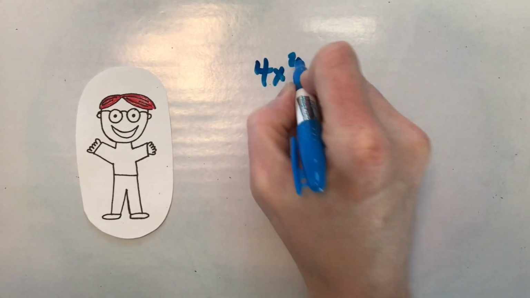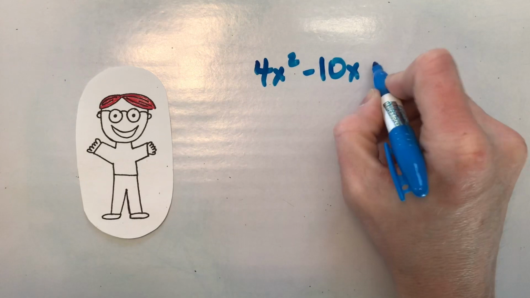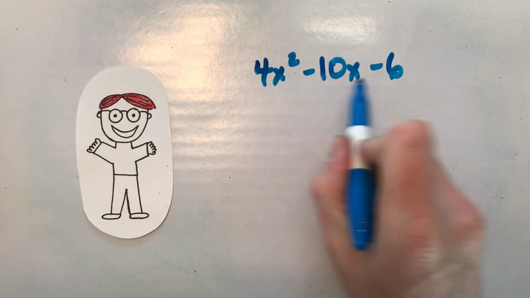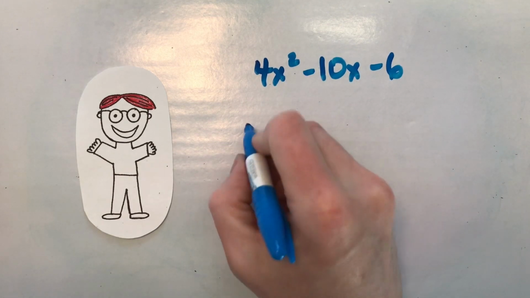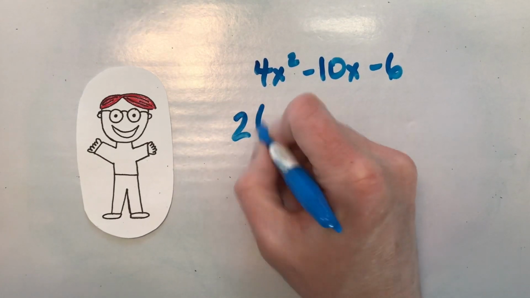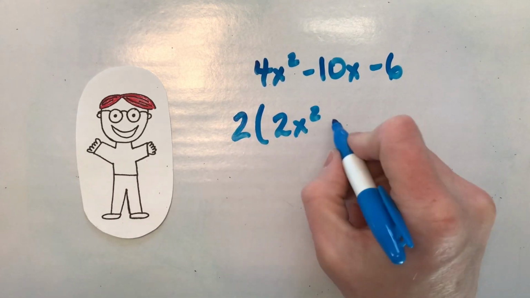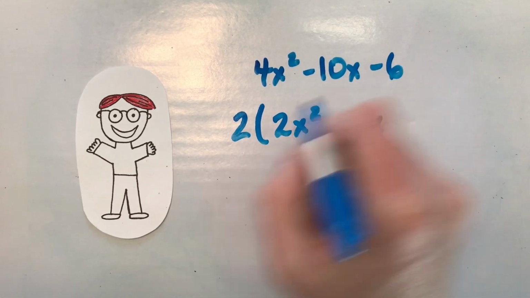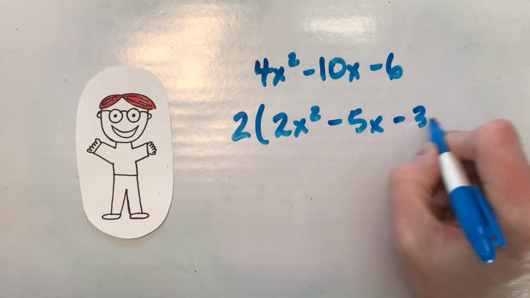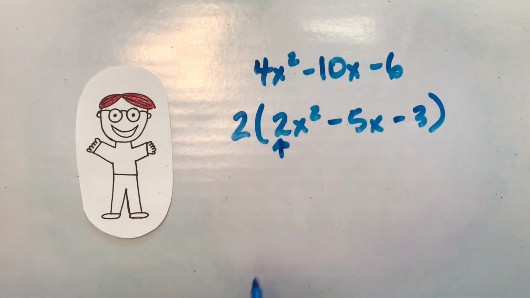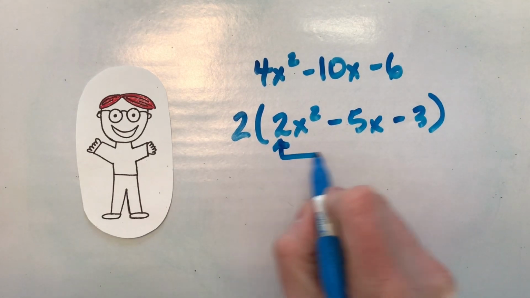This question's going to have a little extra step at the beginning here. I'm purposely making every coefficient even. First thing I want to do is, if I have 4, 10, and 6 here, they're all even, so I could factor out a 2 and rewrite my question. 4 divided by 2 is 2x squared. 10 divided by 2 leaves me with a minus 5x, and 6 divided by 2 leaves me with a minus 3. Now because I have a 2 in front of the x squared, that tells me I'm going to have to do the same kind of method as I did before.